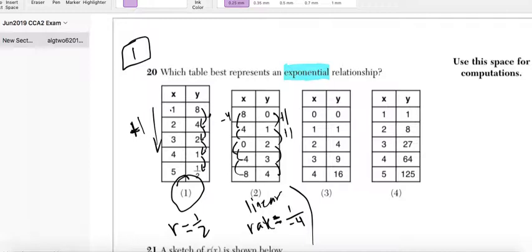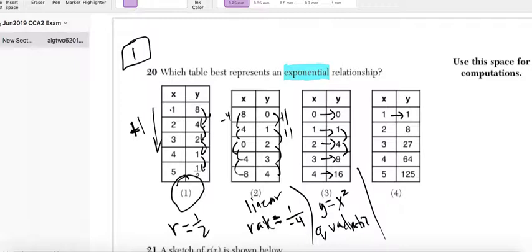And for choice 3, if you look carefully, well, one thing is 1 times 4 would give me 4, but 4 times 4 is not 9, and the x values are increasing by 1. If you look carefully, this is just the table of y equals x squared, because 0 squared is 0, 1 squared is 1, 2 squared is 4, 3 squared 9, 4 squared 16. That's a quadratic, right? That's the parent quadratic function.